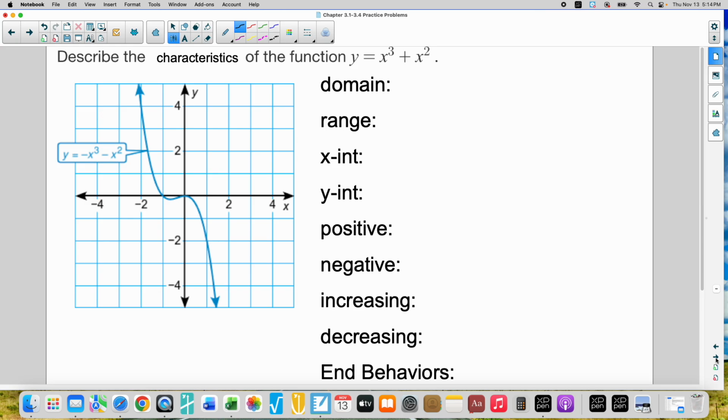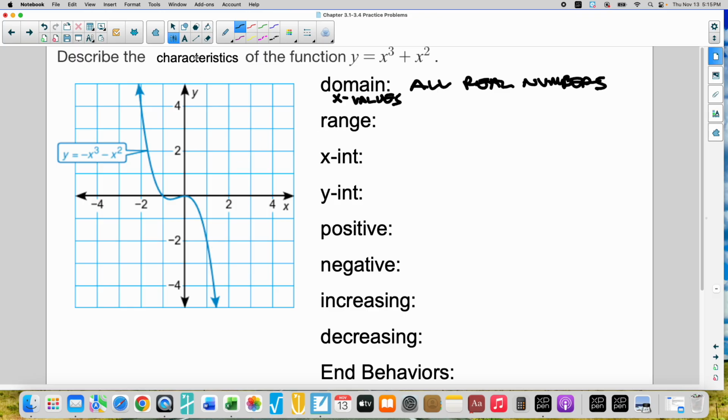All right, describe the characteristics, the domain. So my domain is talking about my x values. What are all my x values? Well, this arrow says I'm going forever that way. And this arrow says, even though it's going down, I'm also going to the right. So it is all real numbers.